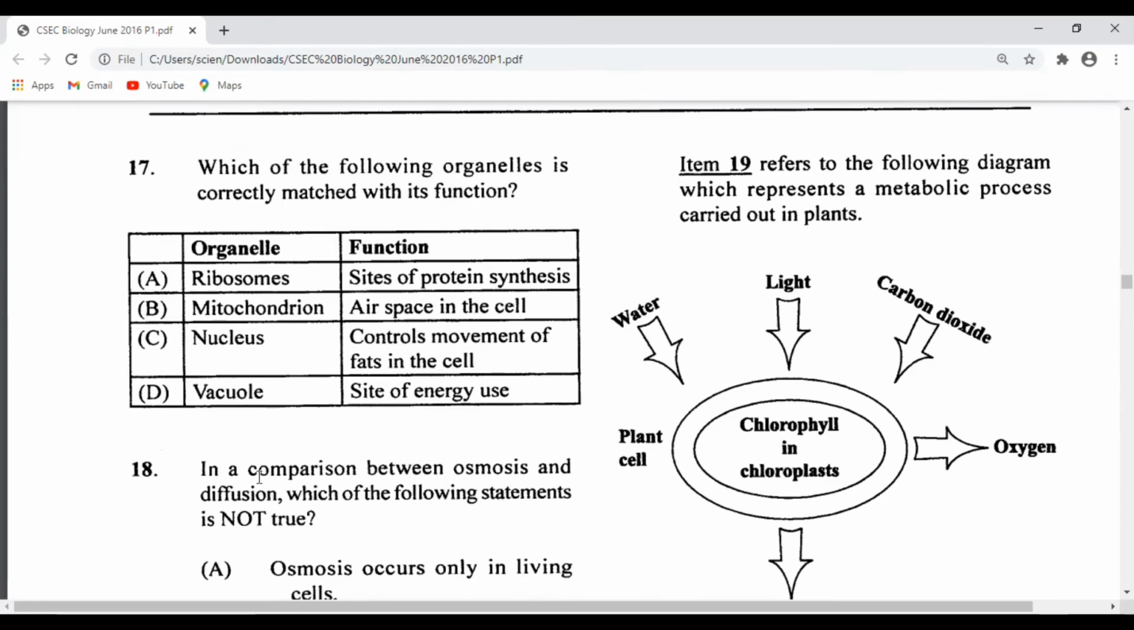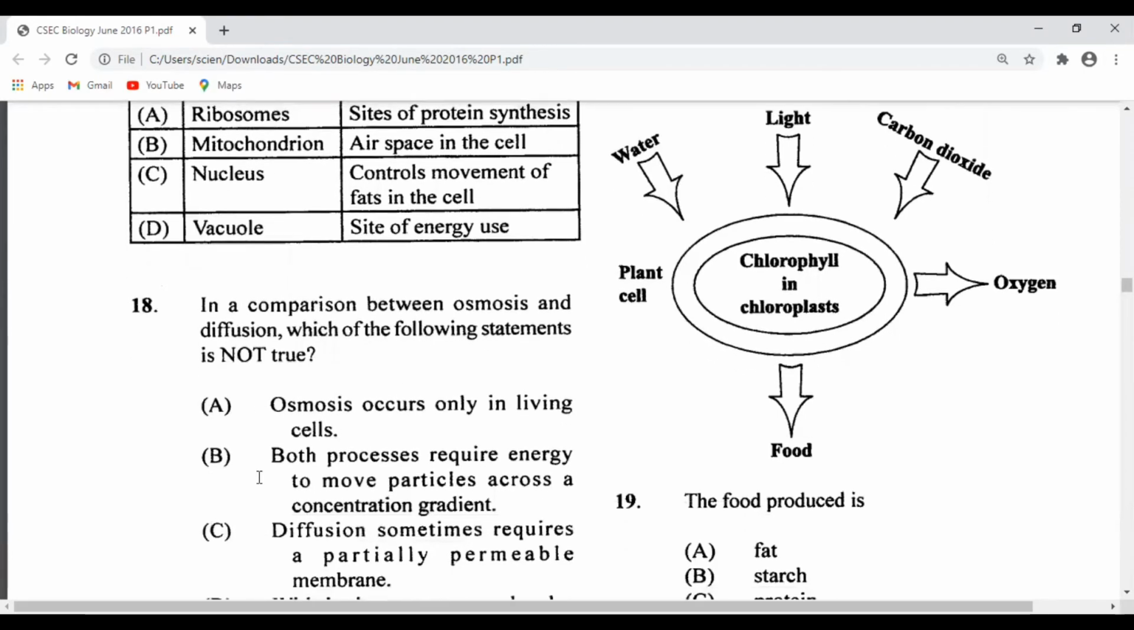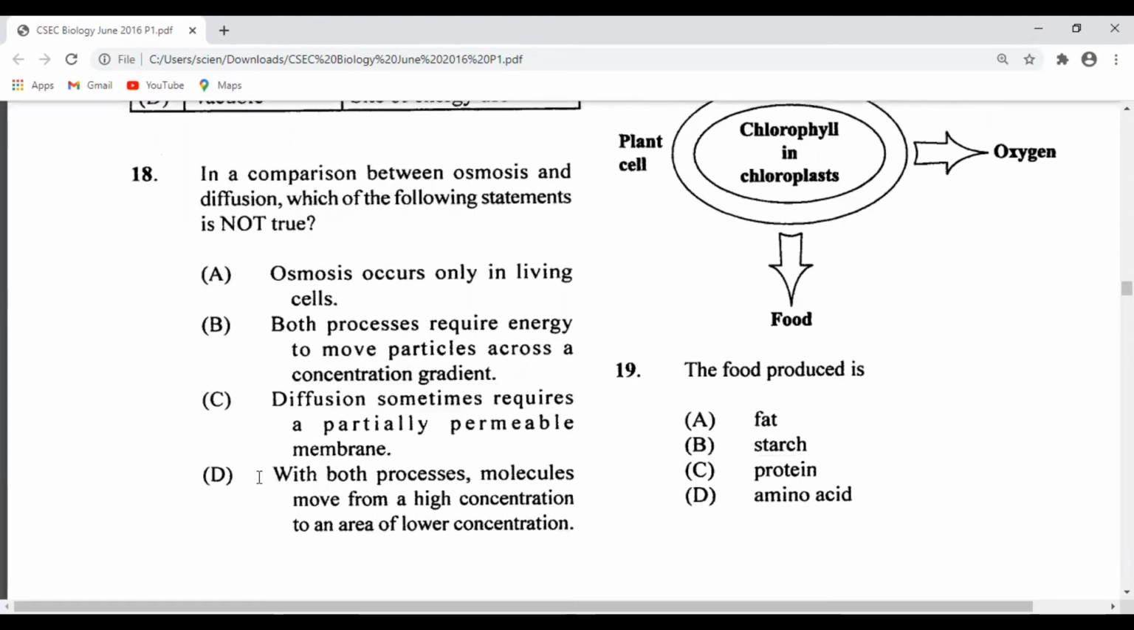So number 18. In a comparison between osmosis and diffusion, which of the following statements is not true? So let's just read through the statements. Osmosis occurs only in living cells. Both processes require energy to move particles across a concentration gradient. Diffusion sometimes requires a partially permeable membrane. And D, with both processes, molecules move from a high concentration to an area of lower concentration.